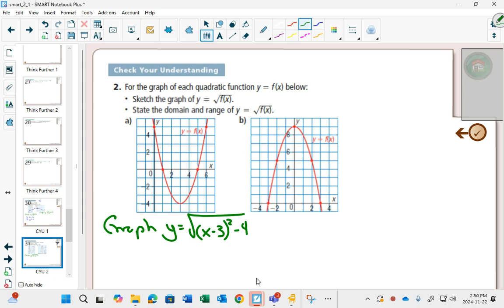So then you would have to graph the parabola shifted 3 to the right and 4 down first. Then after you've graphed that, you would look, are there any places where the y value is 0? Yes, here and here. Any places where the y value is 1? Yes, again, there and there. Between 0 and 1, can you graph it slightly above?